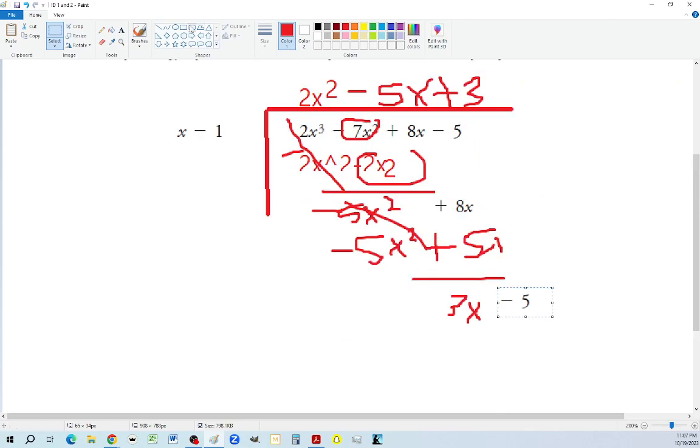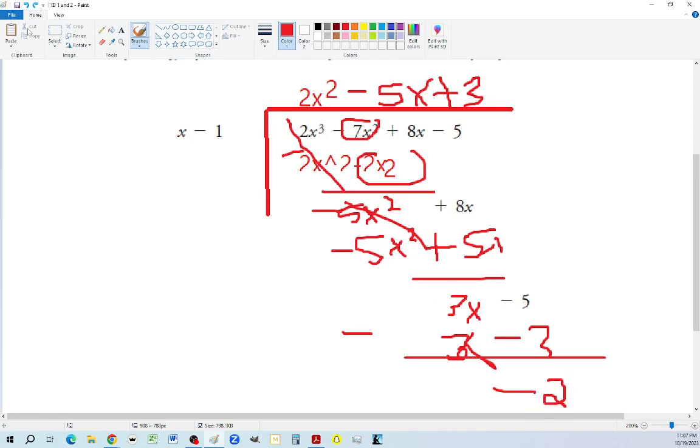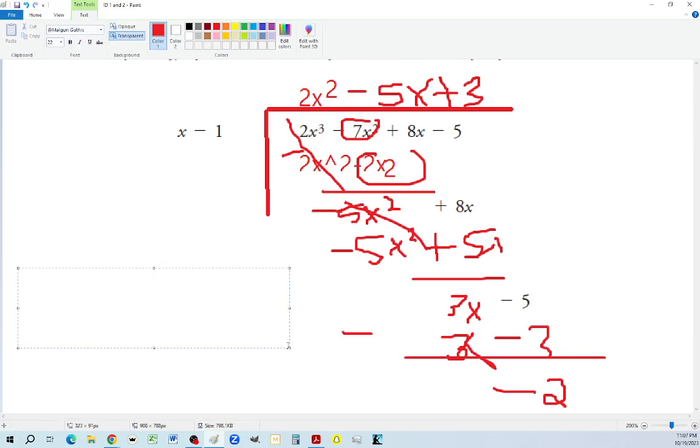When I multiply the 3 times the x, I get 3x minus 3. When I subtract them, I'm left with minus 2. That's my remainder. Now, how do you write this? You write it as y is equal to 2x squared, in brackets, 2x squared minus 5x plus 3, and then the remainder is a minus 2 over x minus 1. Let's see if that works.